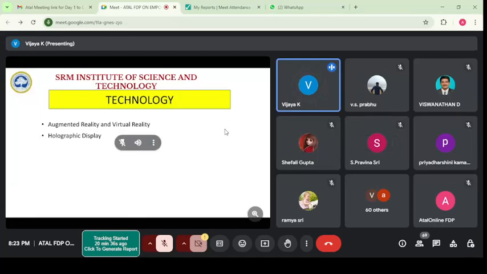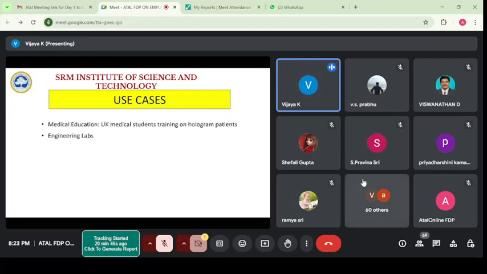So in engineering labs, for any machinery, we can use the hologram to show the components, and how you need to be looking into the details of them. And as I stated, in remote classrooms, it is possible for us to project the person handling the class from one place to the place where the delivery is happening.